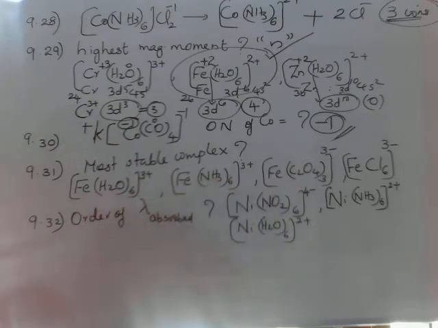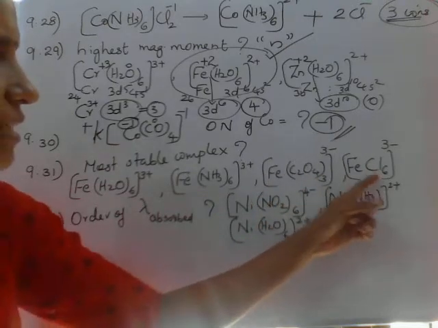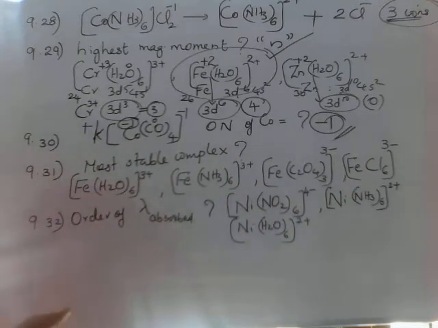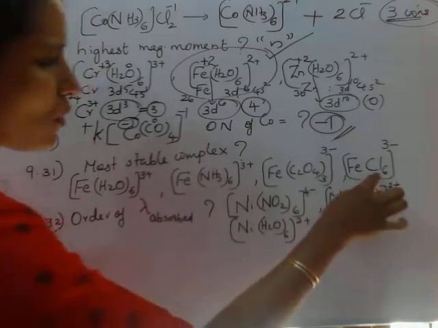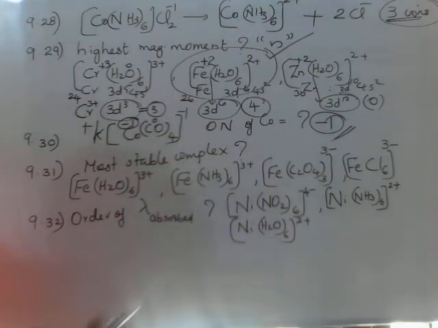Ligands are different, right? Here water molecules are the ligand, ammonia, here oxalate ligand, here chloride. So which ligands will form the most stable complex? Here you can see water molecule, NH3 and chloride. All these are monodentate ligands. But oxalate ion is a didentate ligand. It can form chelate complex.